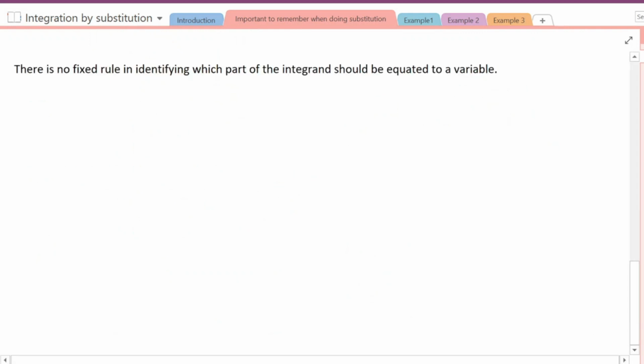Third point that I want to emphasize also is that there is actually no fixed rule in identifying which part of the integrand should be equated to the variable that we are introducing.